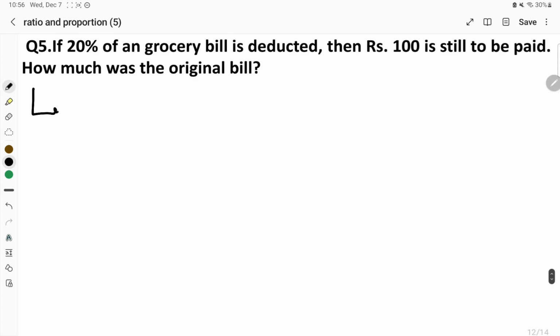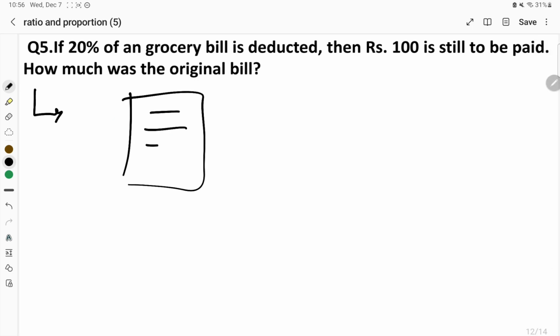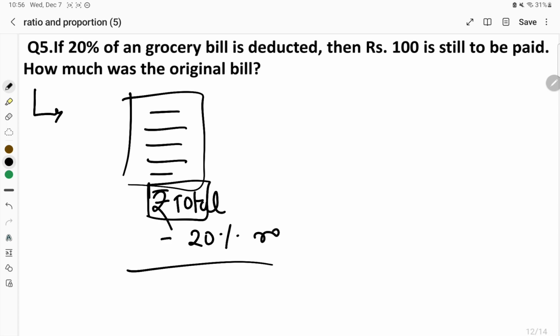Now for question number 5: if 20% of the grocery bill is deducted or reduced, and the remaining bill to pay is rupees 100, we have to calculate the original bill. From this question, what is given here is one grocery bill. Its total is given to us, and from this total 20% has been reduced.